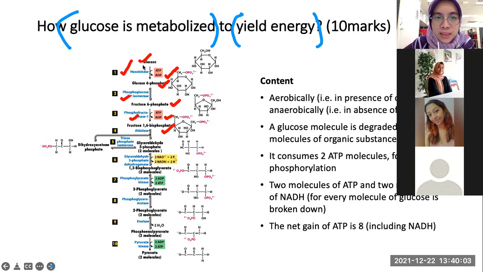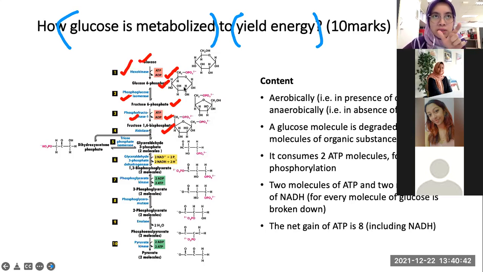The easiest way is to say it like this: glucose is converted to glucose 6-phosphate. This reaction is catalyzed by hexokinase. ATP is converted into ADP. Then you can proceed. Glucose 6-phosphate is converted to fructose 6-phosphate, catalyzed by isomerase. Then so on. Fructose 6-phosphate is converted to fructose 1,6-bisphosphate, catalyzed by this enzyme, and ATP is converted to ADP. So the extra tick here is in terms of the flow itself.